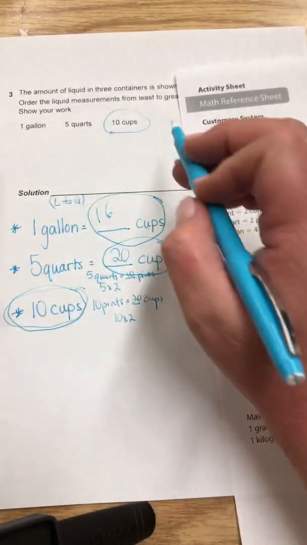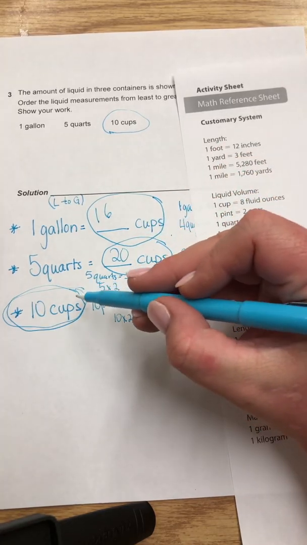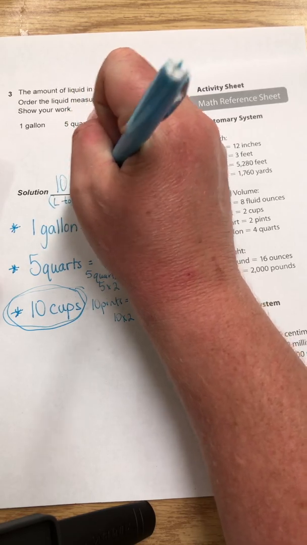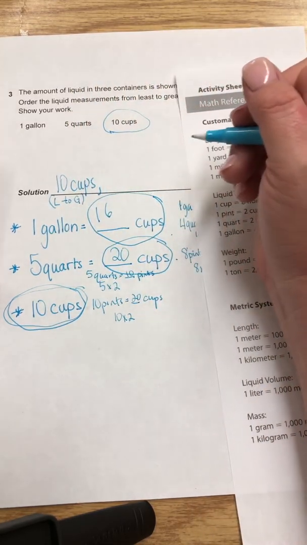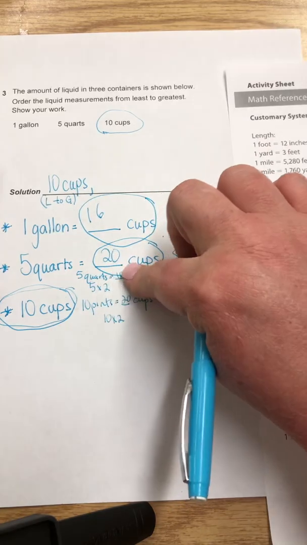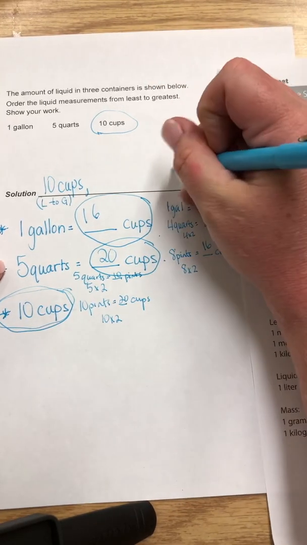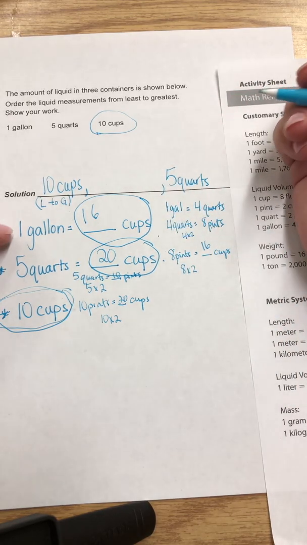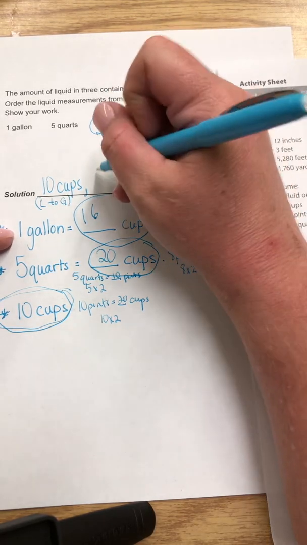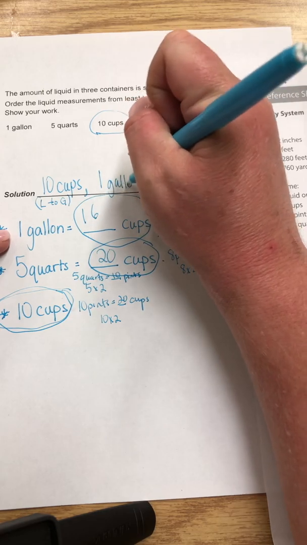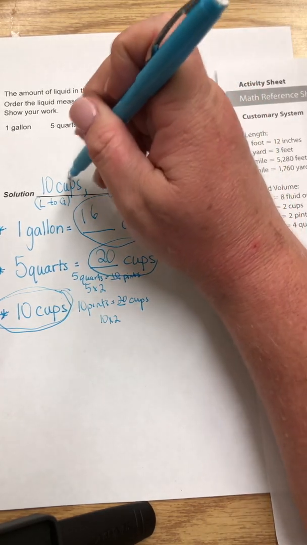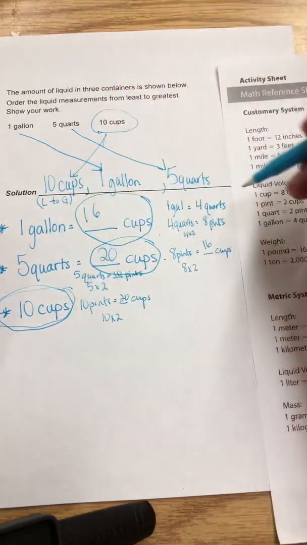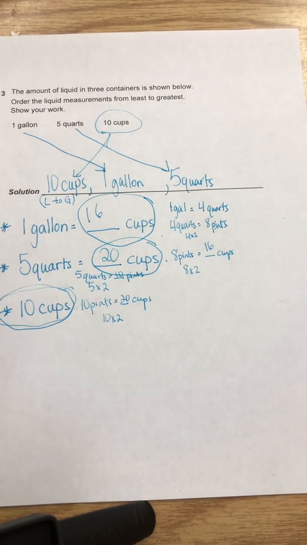So I'm going to go back up there and I'm going to say out of all of those numbers, 10 was the lowest. So I'll write 10 cups first. That's least. I know that the very greatest is going to be the 20 cups. So I'm going to write 5 quarts last. And then that just leaves me the 16 cups in the middle, but I'll write it as 1 gallon. So now I have 10 cups here, 5 quarts here, 1 gallon here, and they are in least to greatest order. I hope that helps.